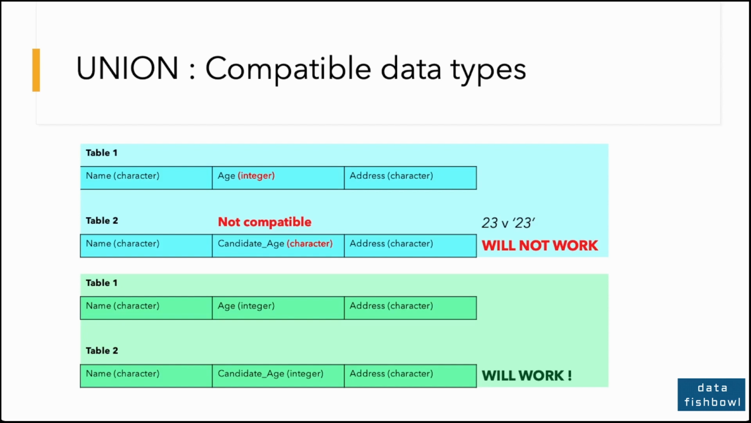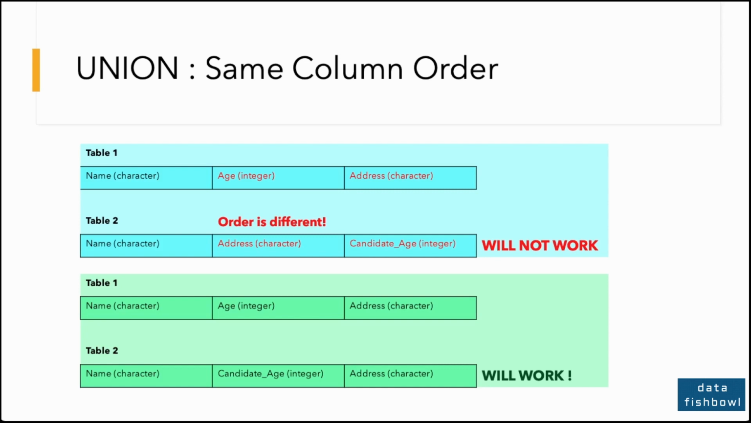Note it's not enough for the data to look the same. For example, if age is held as an integer in one table, but a character field in another table, they aren't compatible. They'd both have to be either integer or both character fields. And the third condition that we have is that the column order has to be the same. That's because the data output has to be meaningful. You wouldn't want age data from one table to be unioned with address data from another table. So it's important to bear in mind those three conditions when we're doing a union.